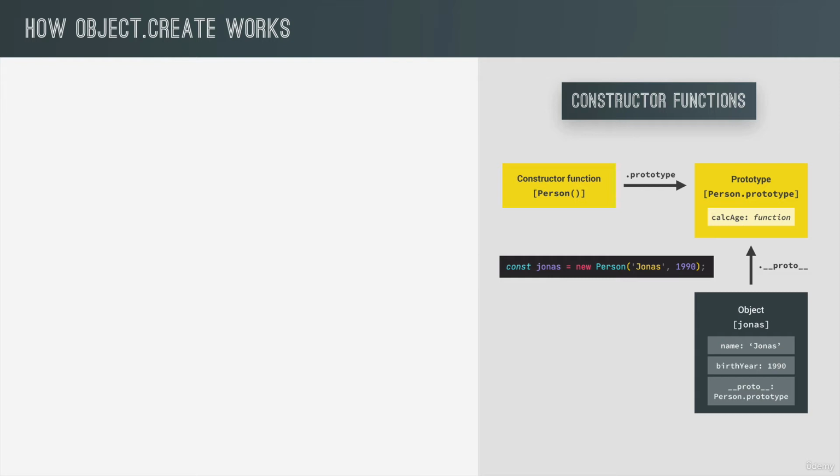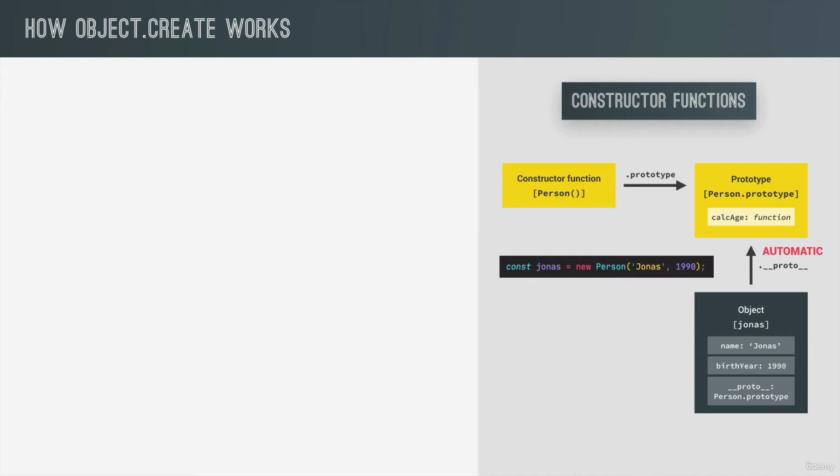So when we use the new operator in constructor functions or classes, it automatically sets the prototype of the instances to the constructor's prototype property, right? So this happens automatically, and so that's nothing new at this point for you.